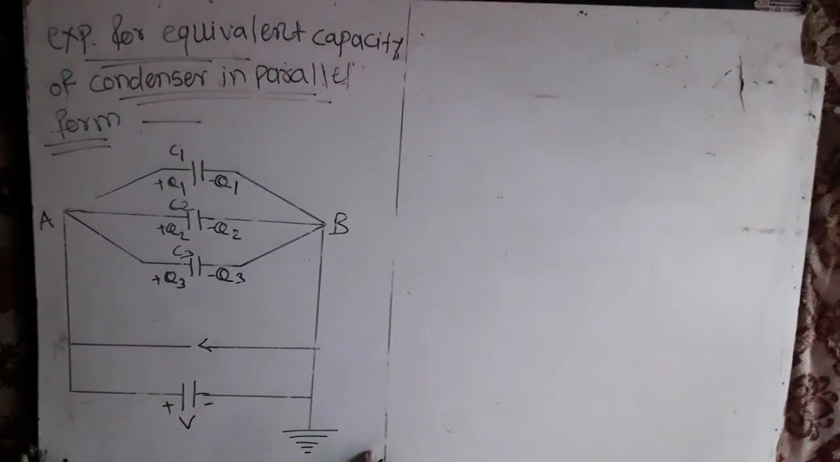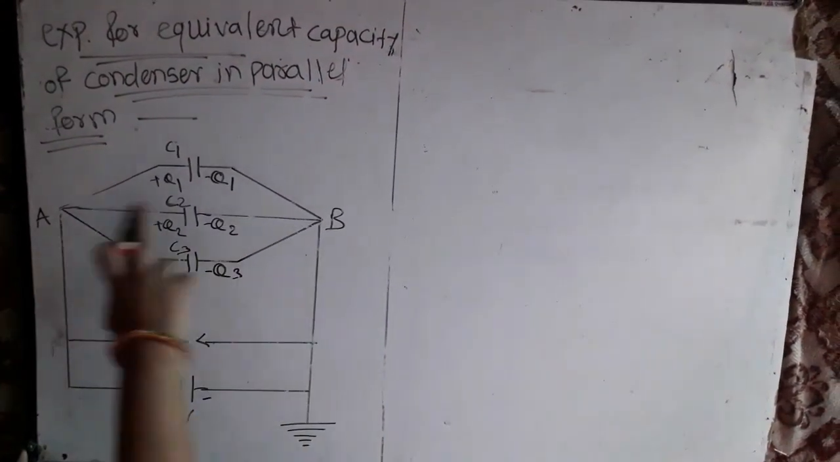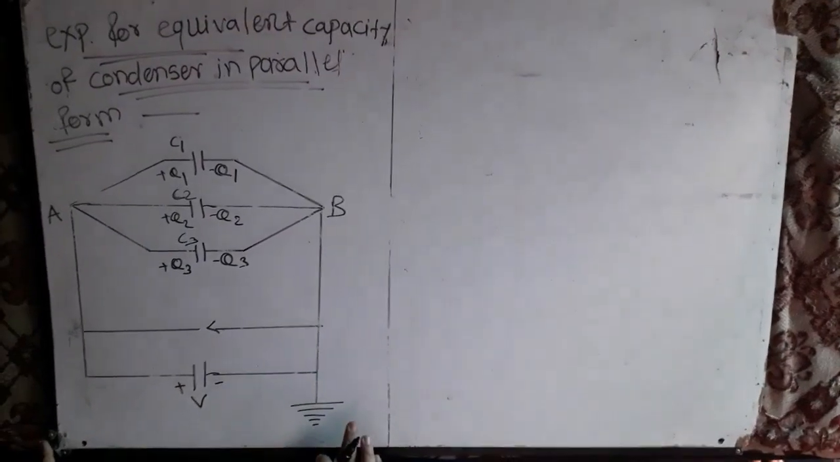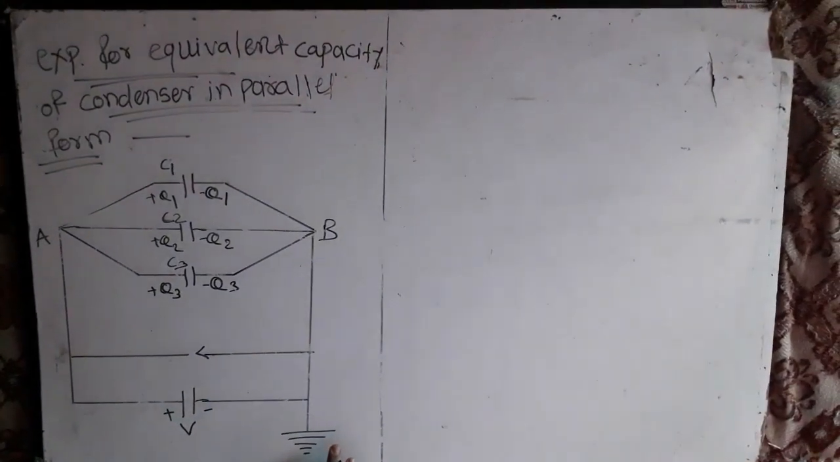Expression for equivalent capacity of a condenser in a parallel form. Firstly, the definition of condensers in parallel.